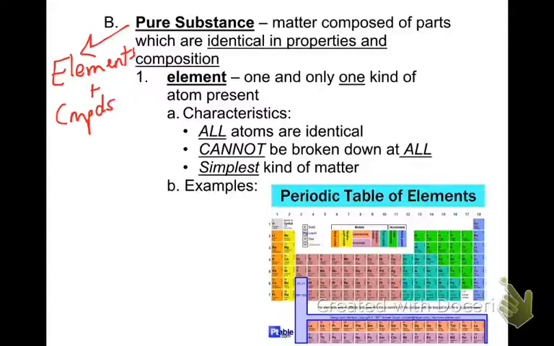The first one's pretty simple. What is an element? It's basically one and only one kind of atom present. So if we have a pure element, which is a pure substance, we're talking about just one element on the periodic table. All atoms are identical. They can't be broken down in any way, shape, or form. Of course, I will tell you later that this one's kind of a lie. This one's also kind of a lie. But it's the simplest kind of matter. We will clarify those later. But elements are the simplest form of matter that cannot be broken down at all, for the time being.